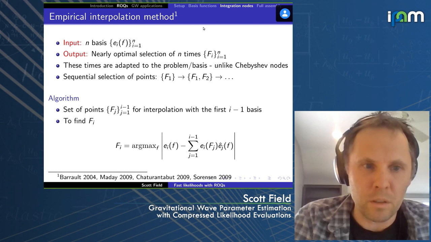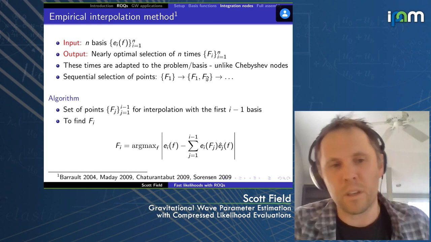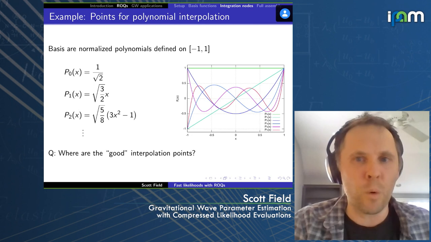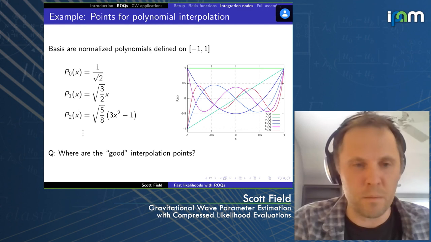And this is, again, kind of an iterative procedure. It's a greedy algorithm that sequentially selects points. So we start with one point, we extend it and get our second point, and so on and so forth. It's probably best to just look at this as an example. Imagine, for the sake of understanding what the empirical interpolation algorithm is doing, we're trying to find good points for polynomial interpolation on the interval -1 to 1. As I already mentioned, we know what the best points are. We're just trying to check what the algorithm gives us in this simpler setting.